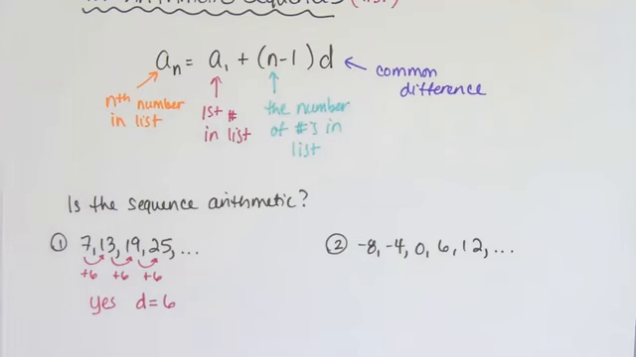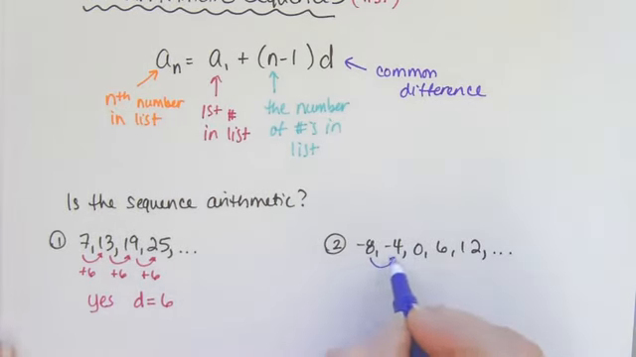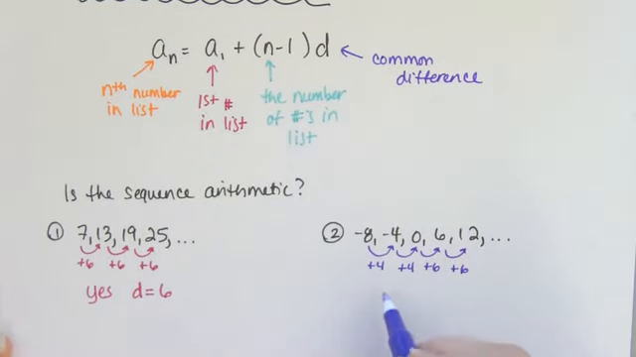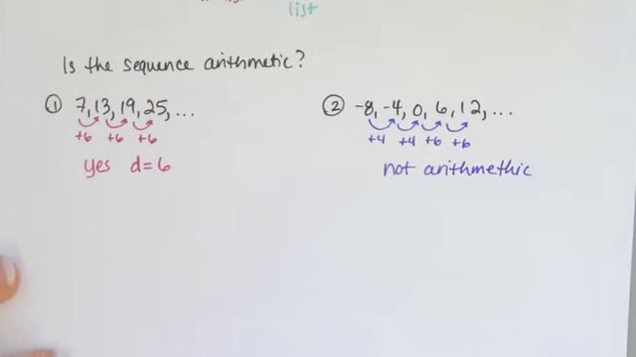All right, take a look at the next one. So this time this is going up by 4, up by 4. Don't stop there though, you've got to check all of them. Now it starts going up by 6. So since this difference changes, this is not arithmetic. It can still be a sequence, it can still be a list of numbers, but it wouldn't necessarily be arithmetic.